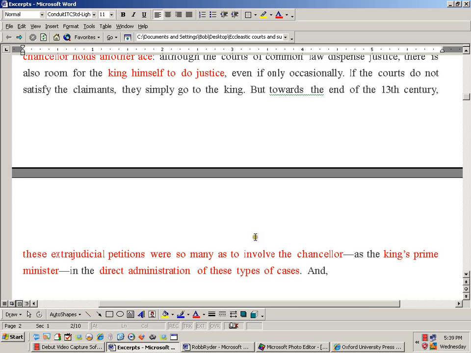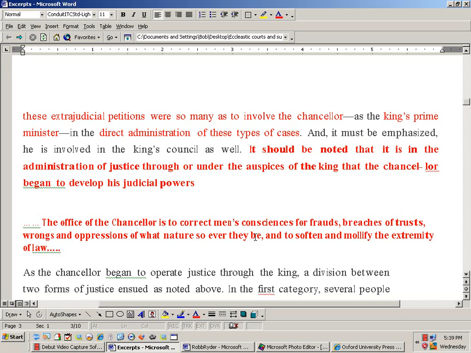But towards the end of the 13th century, these extrajudicial petitions were so many as to involve the chancellor as the king's prime minister in the direct administration of these types of cases. And it must be emphasized he is involved in the king's council as well. It should be noted that it is in the administration of justice, through or under the auspice of the king, that the chancellor began to develop his judicial power.